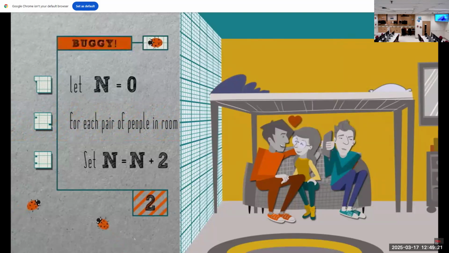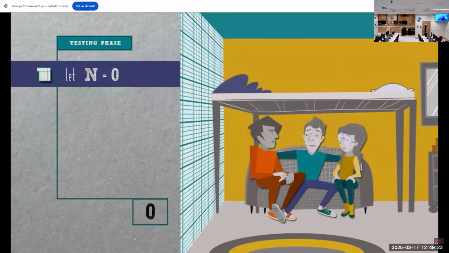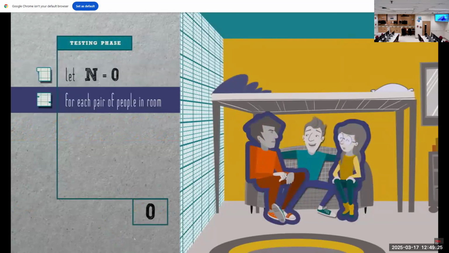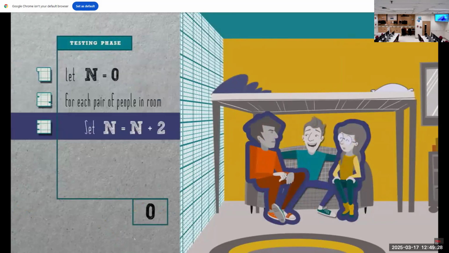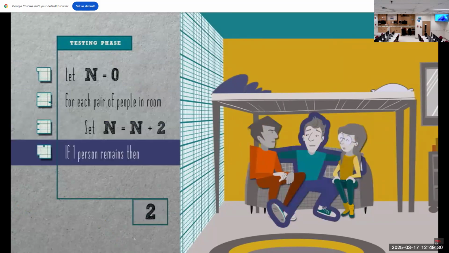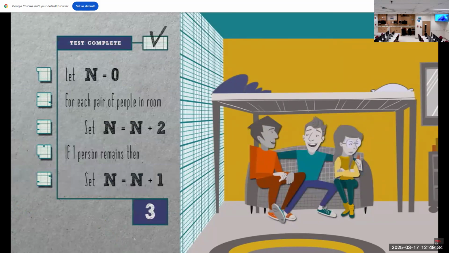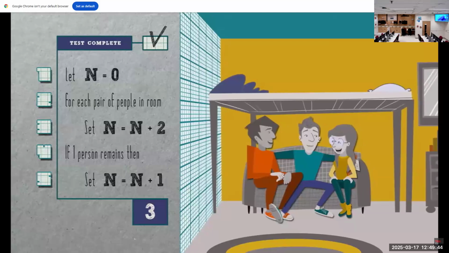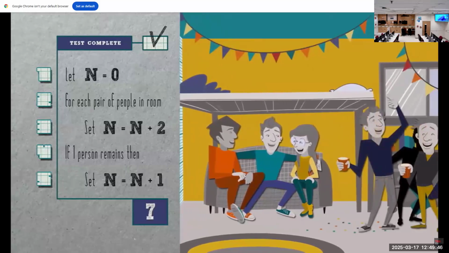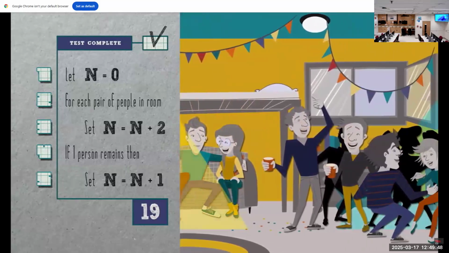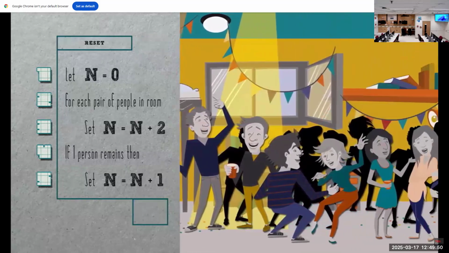Let's redress with some new pseudocode. Let n equal 0. For each pair of people in room, set n equal to n plus 2. If one person remains unpaired, set n equal to n plus 1. To solve this particular problem, we've introduced in line 4 a condition, otherwise known as a branch, that only executes if there's one person we could not pair with another. And so now, whether there's 1 or 3 or any odd number of people in the room, this algorithm will now count them. Can we do even better?